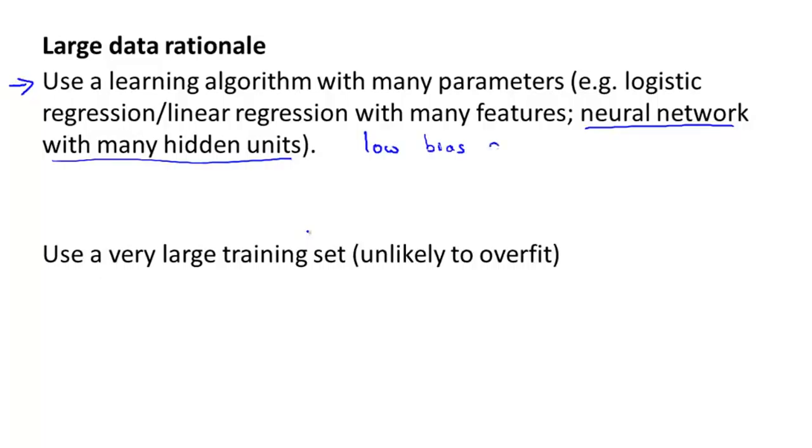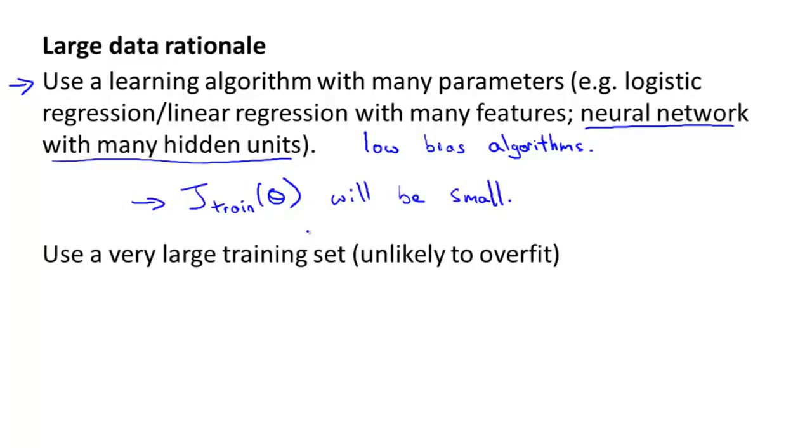We're going to think of these as low bias algorithms, because they can fit very complex functions. And because we have a very powerful learning algorithm that can fit very complex functions, chances are if we run these algorithms on a data set, it will be able to fit the training set well, and so hopefully the training error will be small.